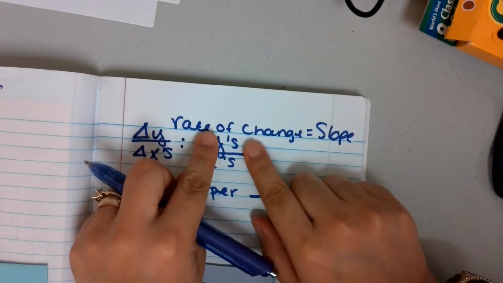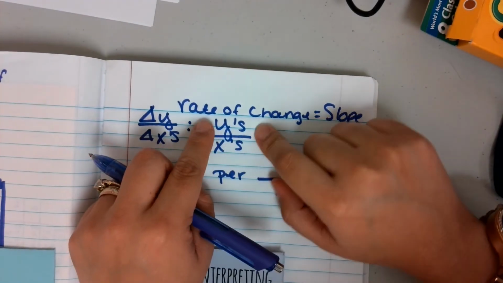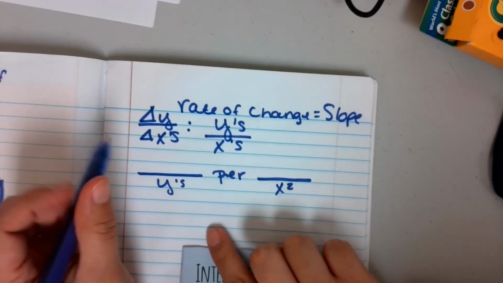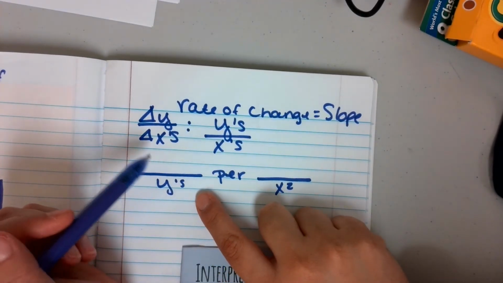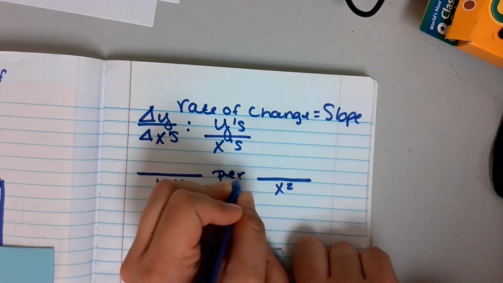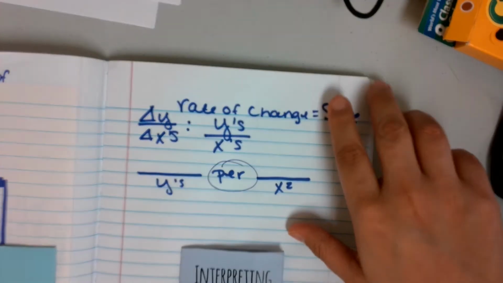We're going to talk about rate of change. Rate of change is the same thing as slope. Remember that your rate of change is your y's over your x's. So we're going to write sentences for all of our problems. So every time you write a sentence, you want to do whatever your y-axis is labeled as, per. The keyword here is per, whatever your x-axis is labeled as.